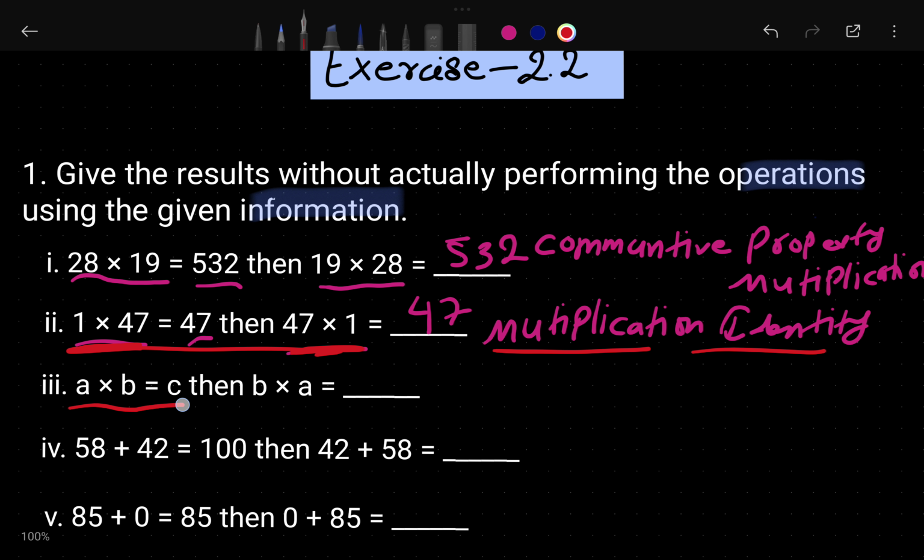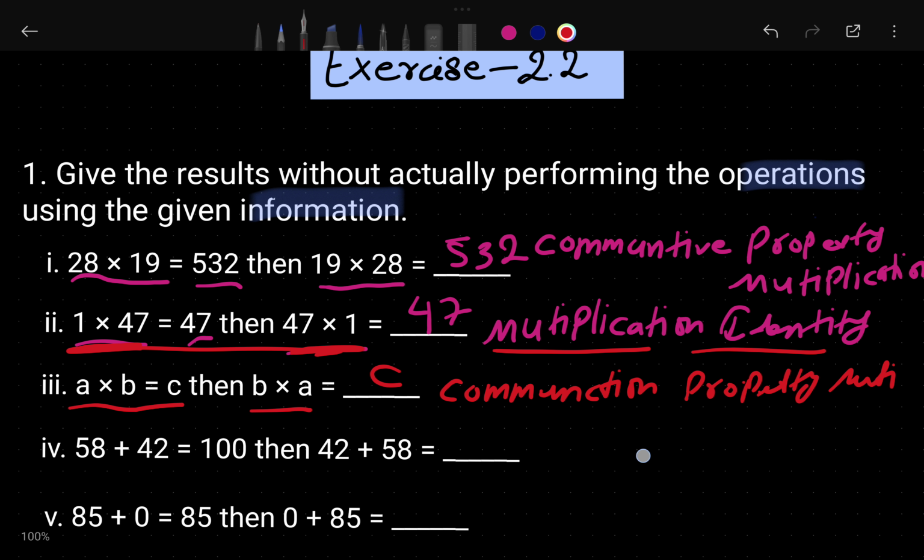This is a cross b cross c, this is b cross a, that is going to be c. So this is a commutative property of multiplication. Here we can write this is commutative. You can write commutative property here. This is multiplication, so you can write this is the commutative property of multiplication.